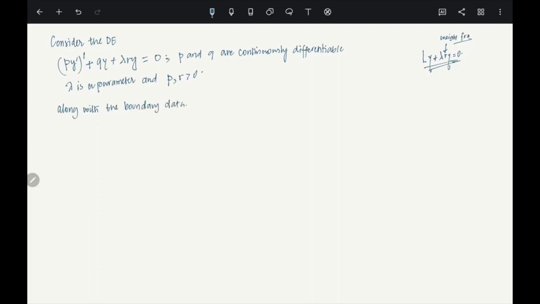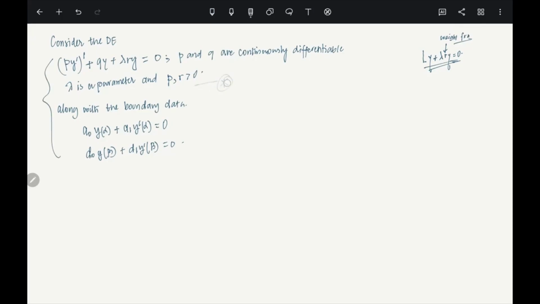We are going to assume this boundary data: a0 y at the point alpha plus a1 y prime at the point alpha is 0, and d0 y at the point beta plus d1 y prime at the point beta is 0. These are the two boundary conditions which you are going to assume along with this equation. So for now, let us call this equation star. The whole thing, the equation along with the boundary conditions.